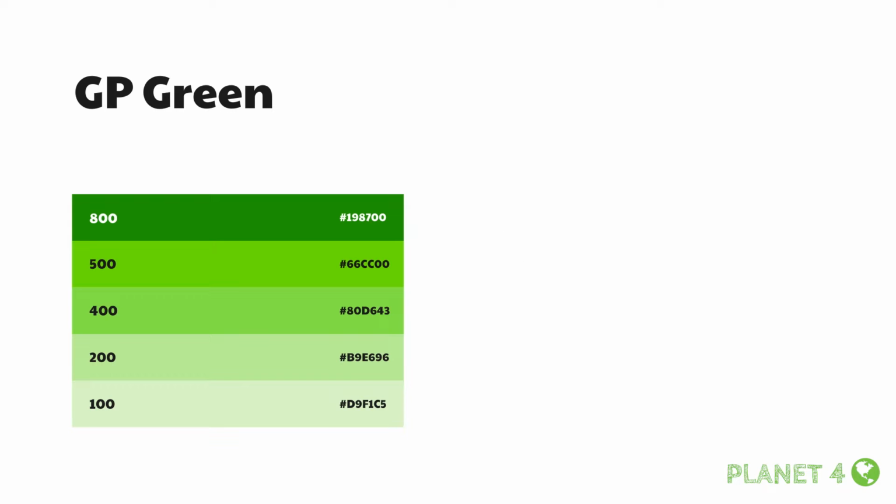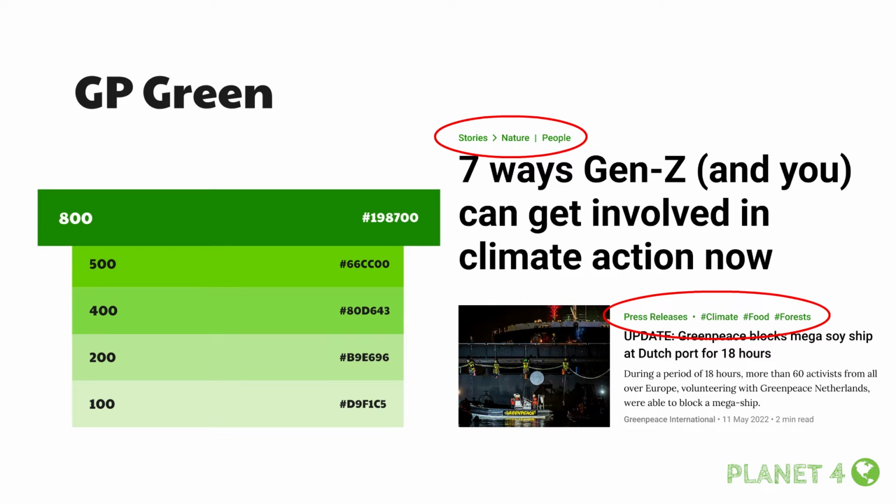Starting with the GP Green. GP Green is our primary color. It is used primarily for brand recognition and can be used to emphasize and highlight items. The variant 800 is Web Content Accessibility Guidelines Level 2 rated for both large and small text and is used for contextual navigation links and breadcrumbs.